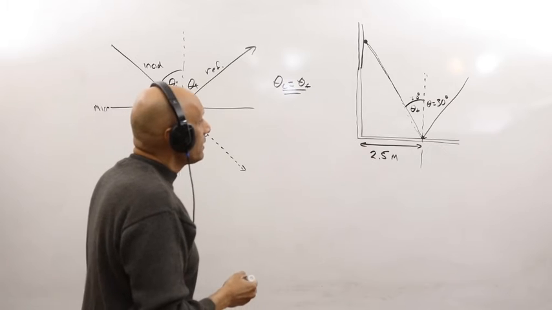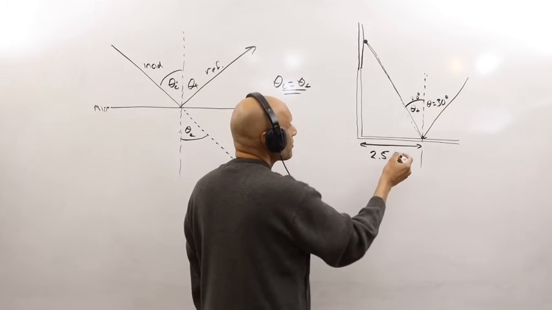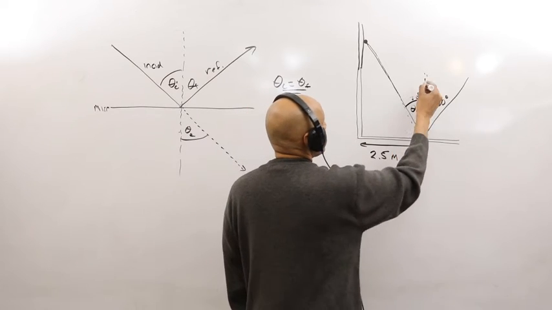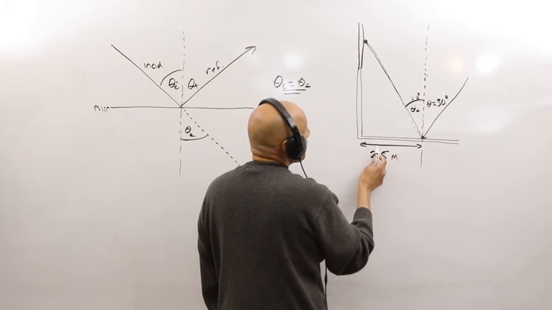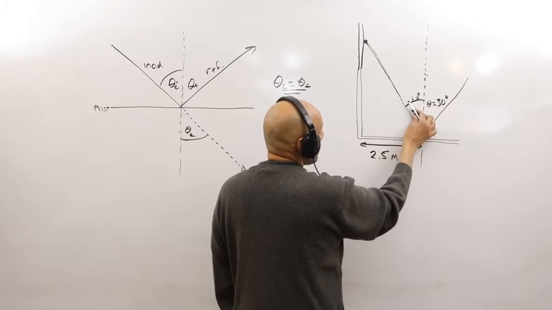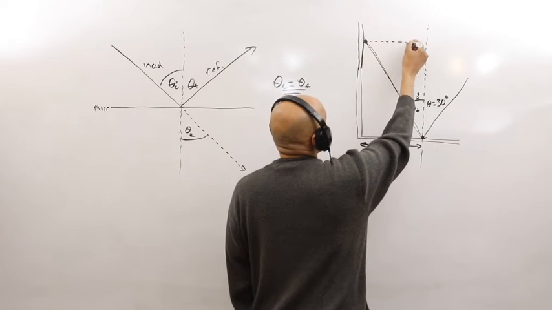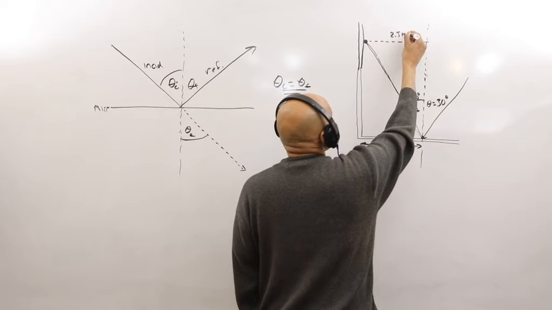And this is actually, so we have to remember sines and cosines. So if this distance is 2.5 meters, and this is 30 degrees, the reflection here, 30 degrees, is here, then the distance from here to here is also 2.5 meters.